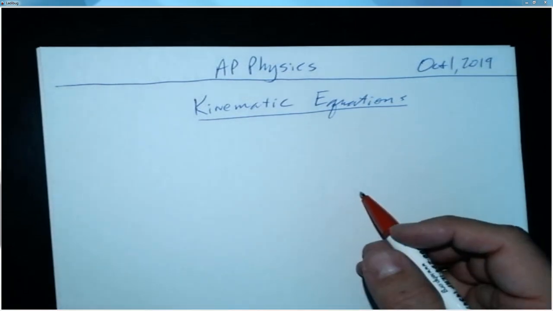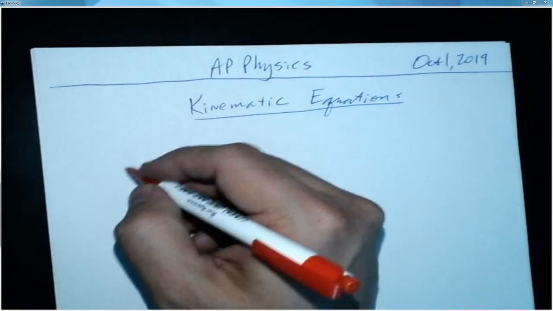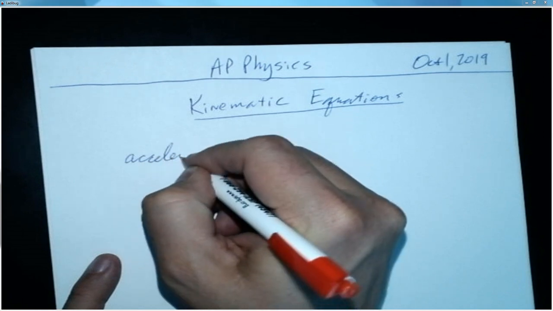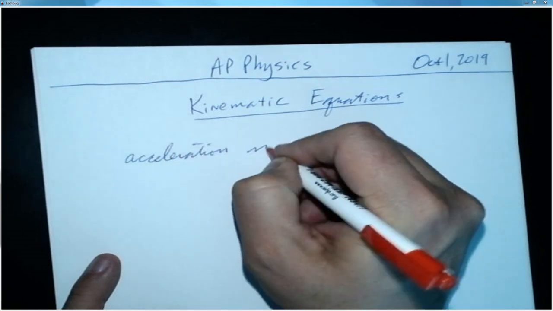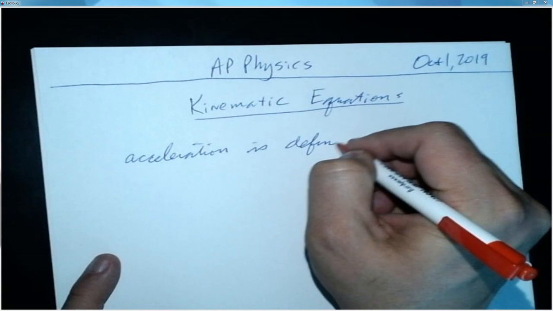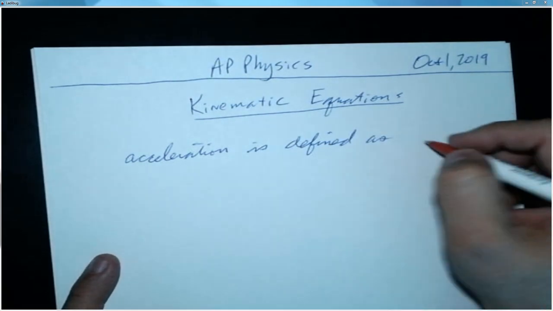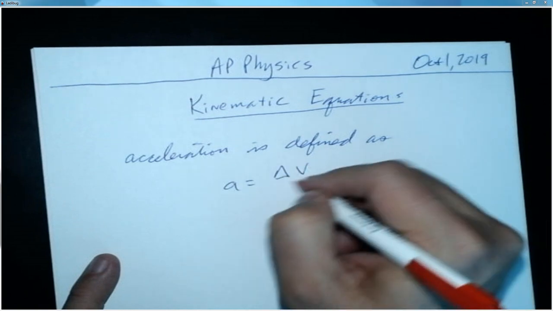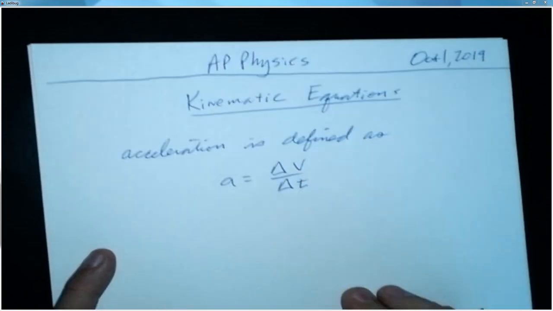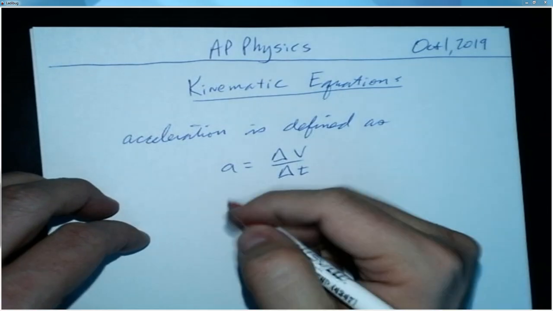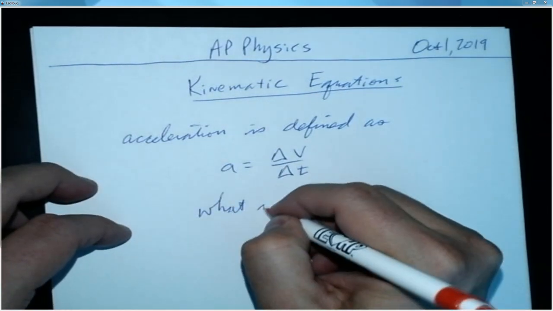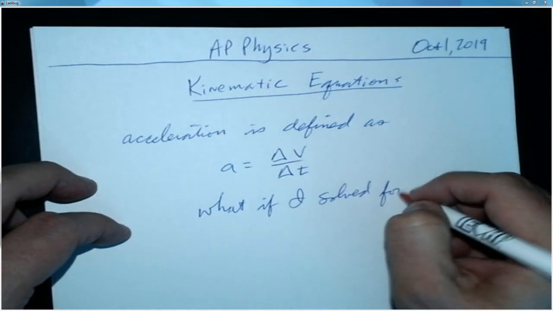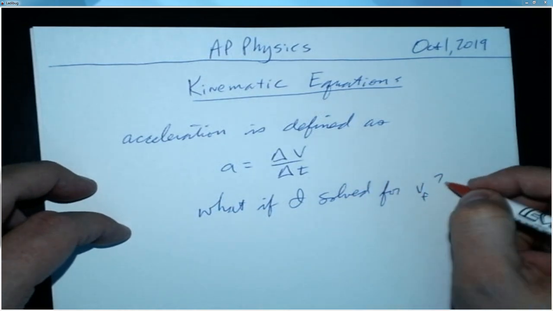I'm going to start our little exploration today with a definition. Acceleration is defined as a is equal to the change in v over the change in t. We've gone over this before, so this is not new. What if I solved for vf, my final velocity?